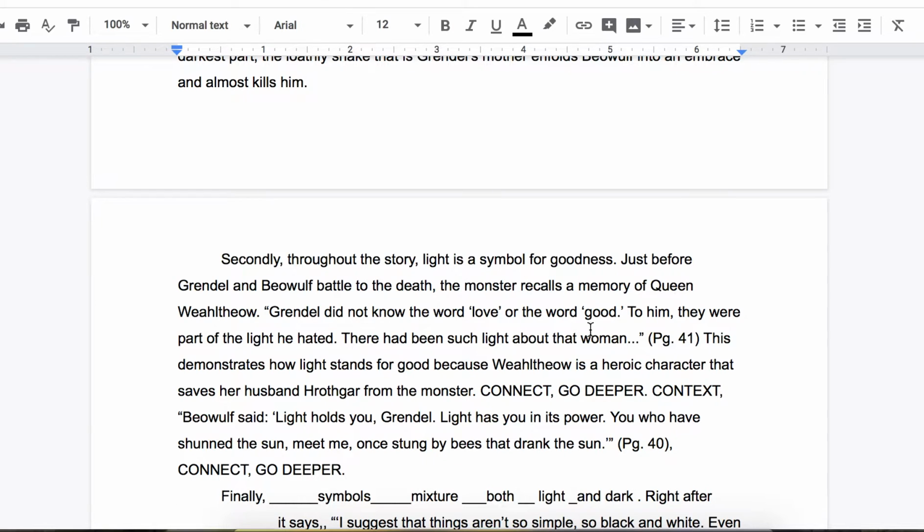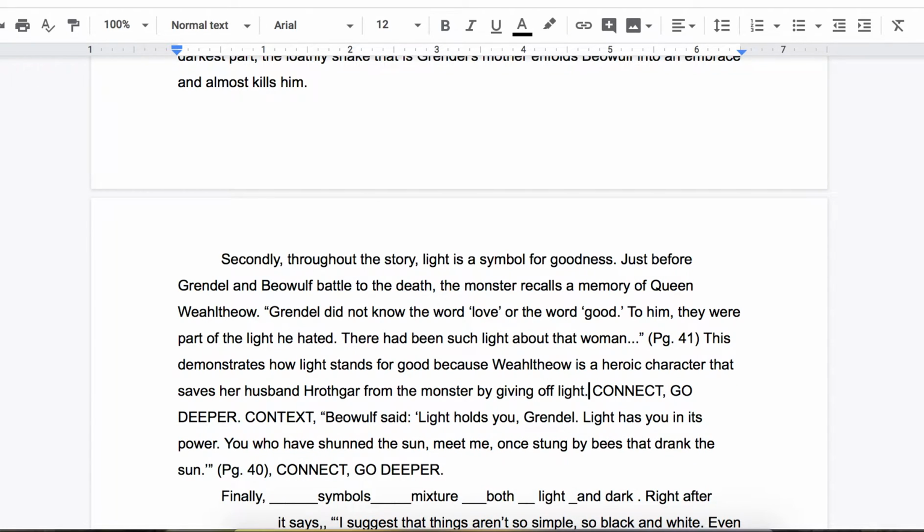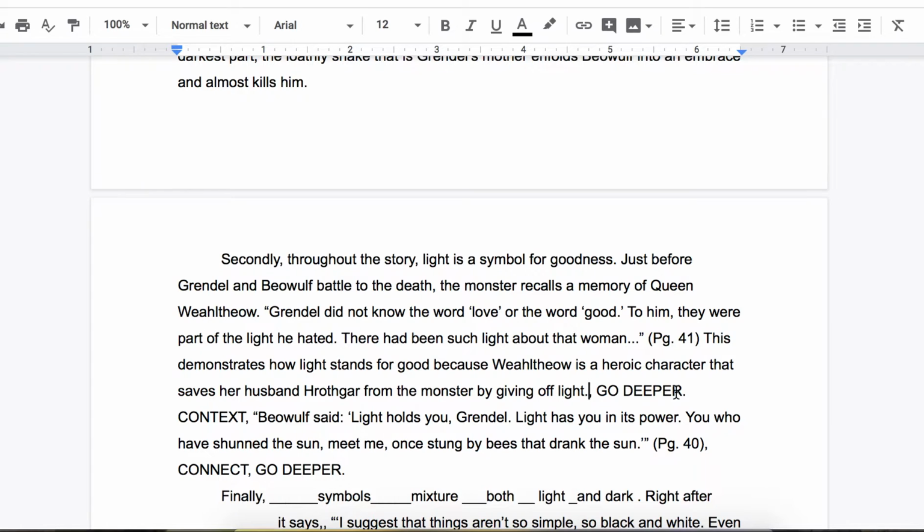Okay. This demonstrates how light stands for good. That's the claim. Because, and then we have to say what it is in there. Because Wealhtheow is a hero that saves her husband from the monster by emitting, by giving off light. Okay? So we've done the connect. That was that right there. Now we need to do the go deeper.